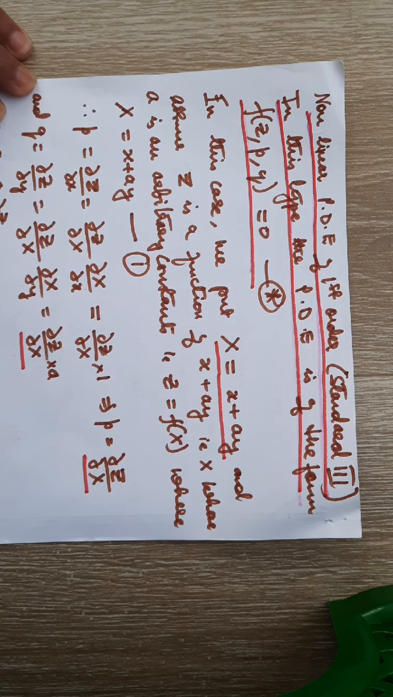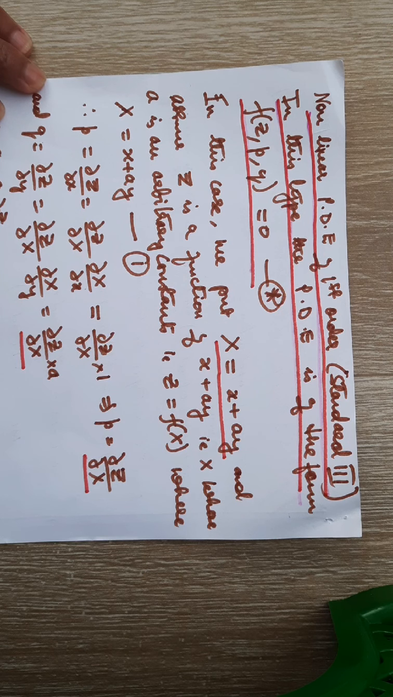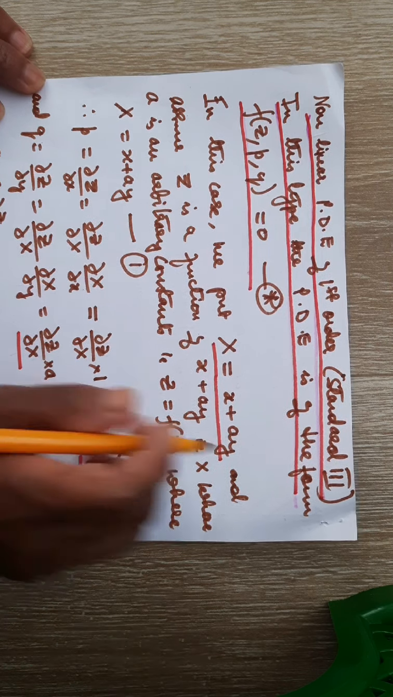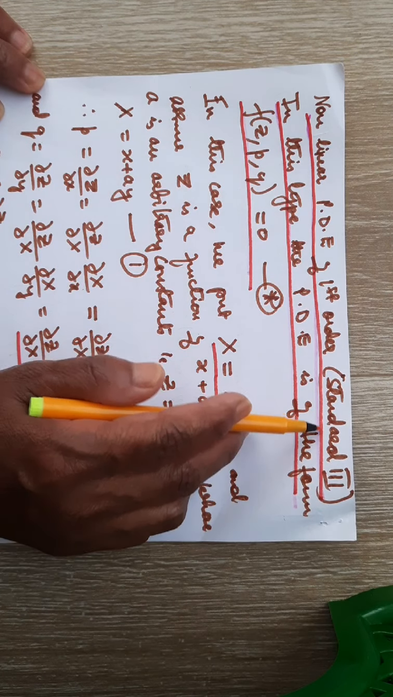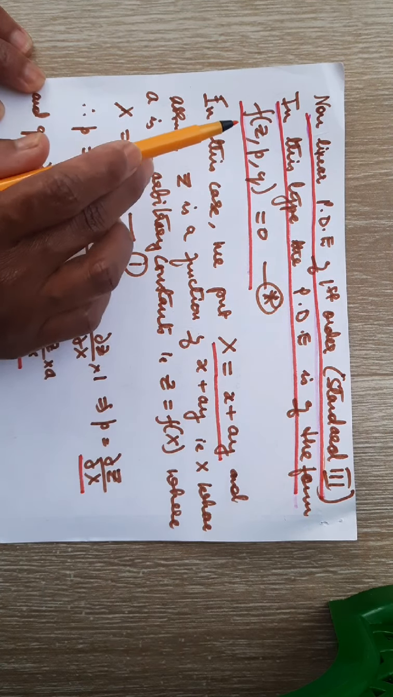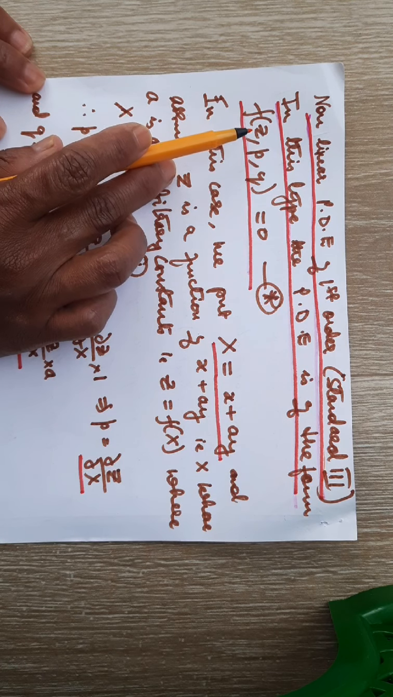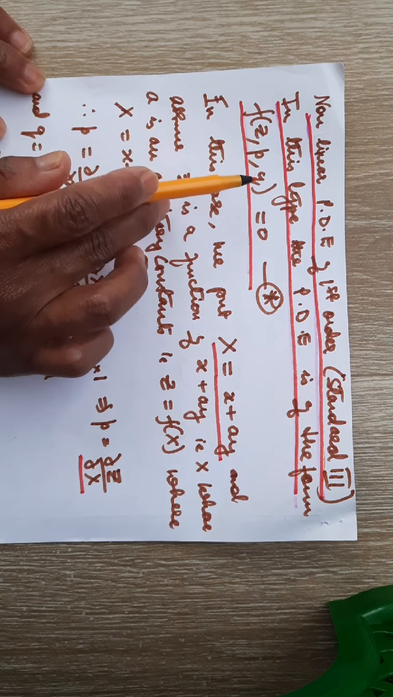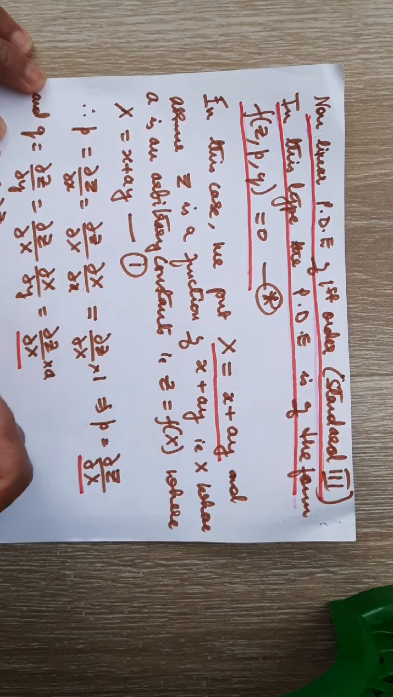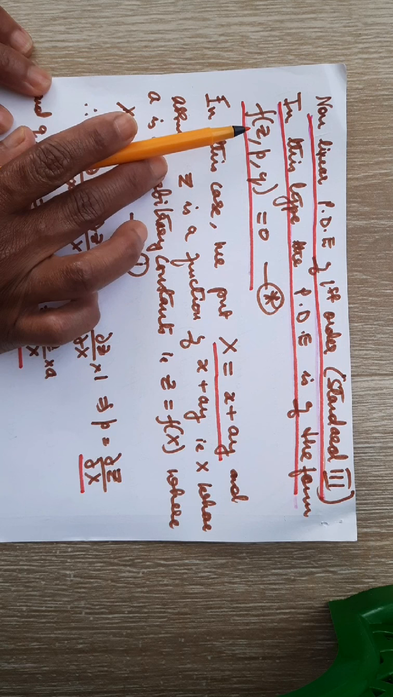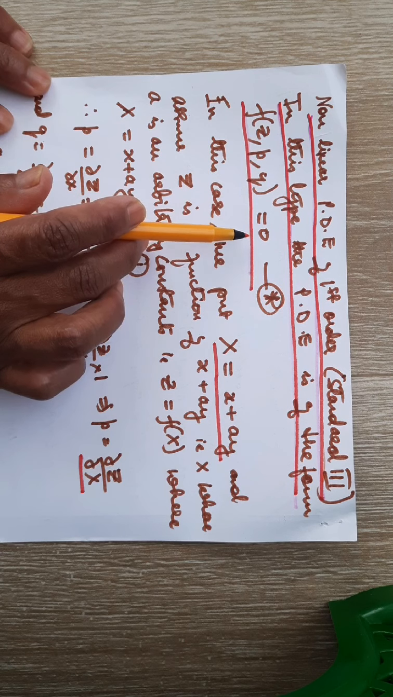Hello student, in this video I am going to explain how to solve a non-linear partial differential equation of first order which is of type 3, or standard 3. This standard 3 involves only three variables z, p and q. So a function f which has only the variables z, p and q can be solved by this method. Let us see how to solve an equation of the form f(z, p, q) = 0 in general.